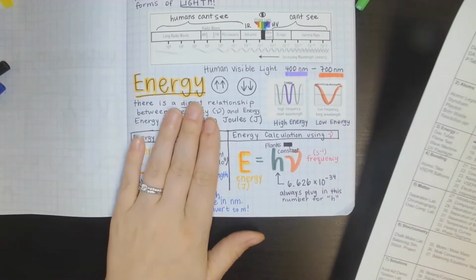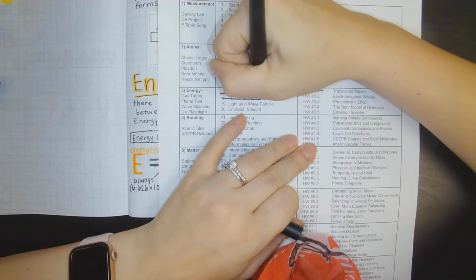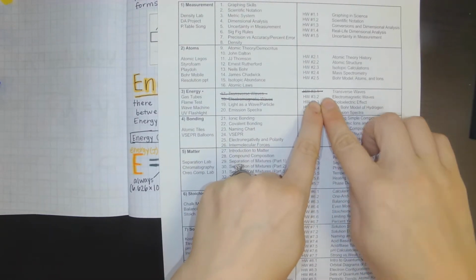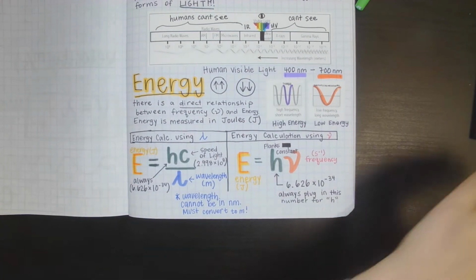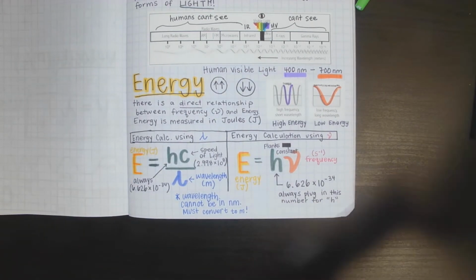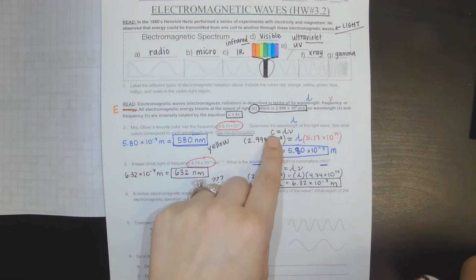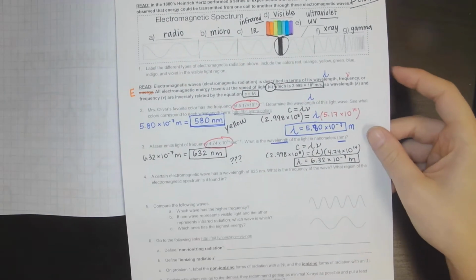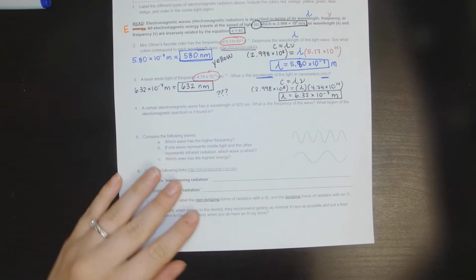So with notes on electromagnetic waves done, we just finished that one, 18. We started homework 3.2, but didn't quite finish it. So what we did so far on that one was the beginning, where we used the equation that the speed of light equals wavelength times frequency. But now we're going to get into some energy calculations. So that's why we needed the energy notes.